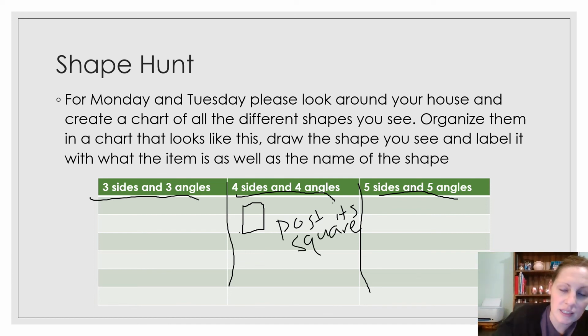So scholars, find as many shapes as you can, and I want you to put them on there. Do not just put one for each shape, that's not enough. I want you to find at least 15 different shapes, add them to your list, and on Tuesday, you're going to post your list to Padlet.